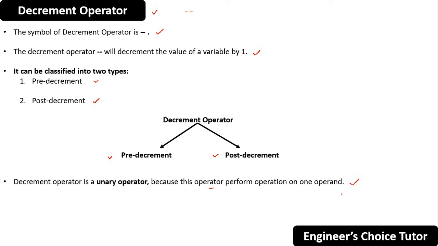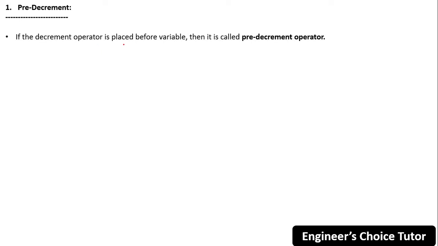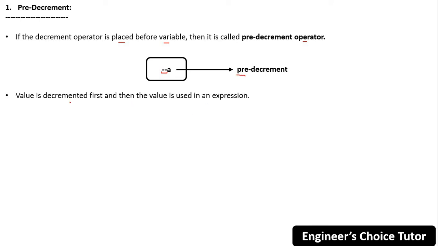Now let's cover the pre-decrement case first. If the decrement operator is placed before the variable, then it is called the pre-decrement operator. For example, minus minus a, where a is a variable, minus minus is the symbol of the decrement operator, and it is present before the variable. In this case, the value is decremented first and then the value is used in an expression.